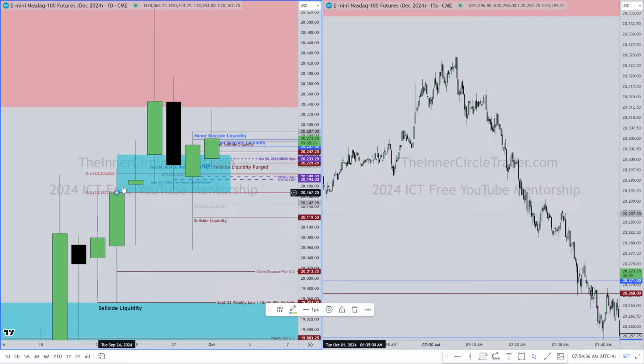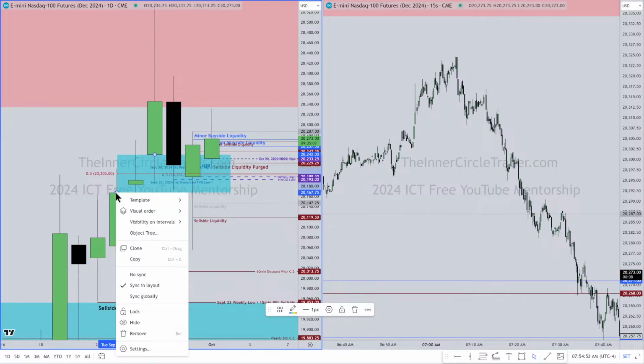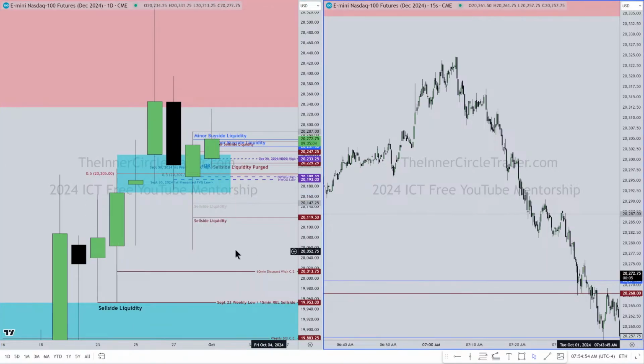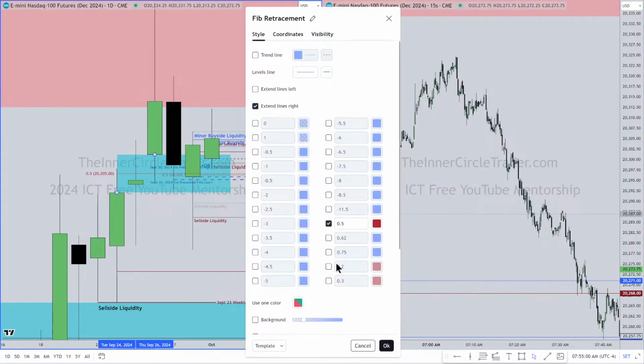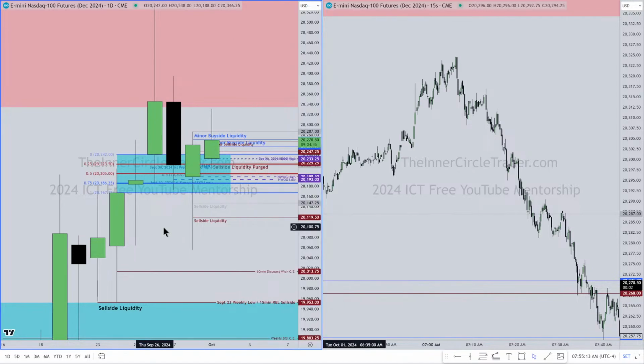So if you put the fib on, the low to the high, and then you add the quadrants, I'm going to thicken this up a little bit, make them a little bit obnoxious. ICT, something obnoxious from him? No.